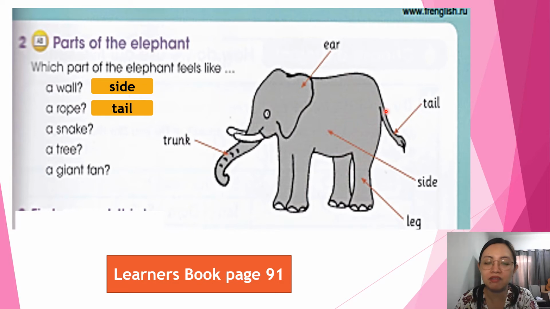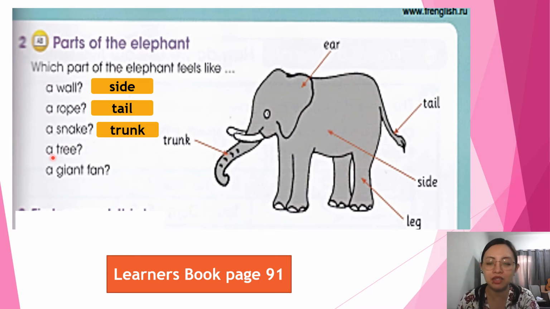How about feels like a snake? Which body part feels like a snake? Is it the ear? Does it look like a snake or does it feel like a snake? No, it is the trunk.